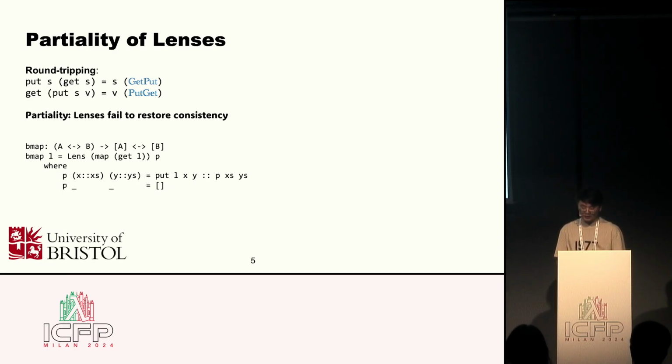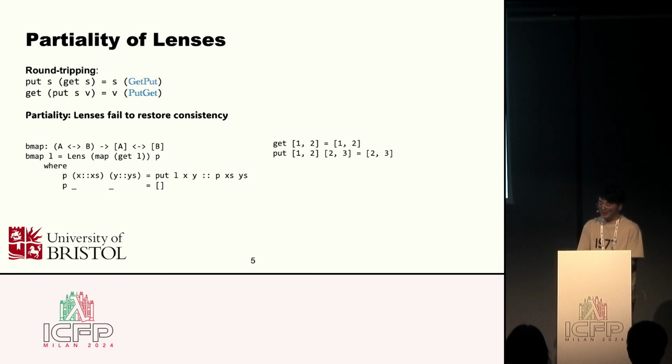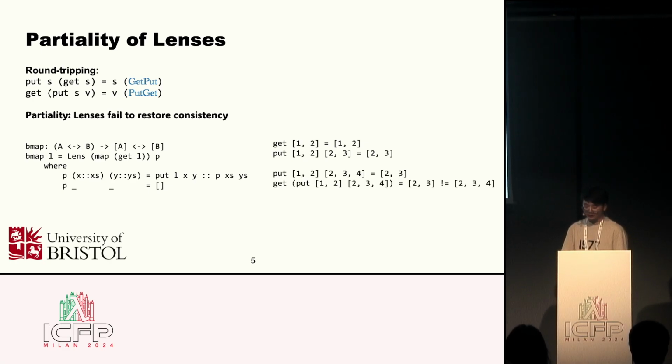As an example, assuming the component lens L is an identity lens, so the forward transformation of this map is a list identity. When the length of the view list doesn't change, the backward transformation simply returns the view list, and no law is broken in this case. However, if the length changes to be longer, the backward transformation will break the put-get law, as shown in an example.